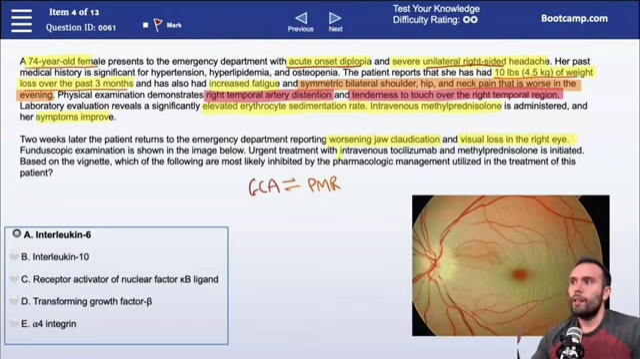Urgent treatment with intravenous tocilizumab and methylprednisolone is initiated. Based on the vignette, which of the following are most likely inhibited by the pharmacologic management utilized in the treatment of this patient? If you take the time to memorize all of these different monoclonals, it would definitely pay some dividends here. The answer is interleukin 6. So tocilizumab is actually an interleukin 6 antagonist.